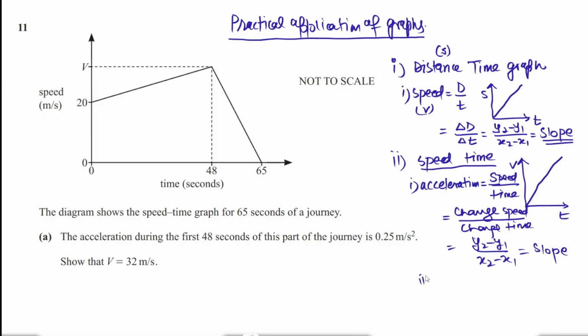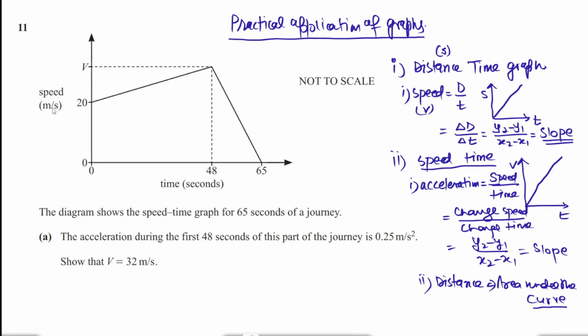And the second part, if you are looking for distance traveled in a speed time graph, distance is given by the area under the curve. What portion you are looking for, that is very, very important. Okay, let us see here what it says.